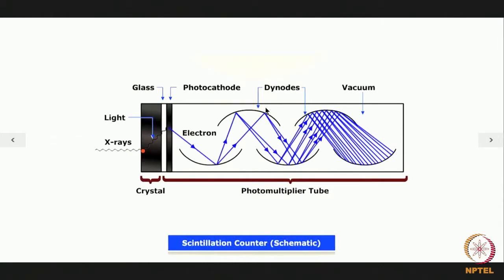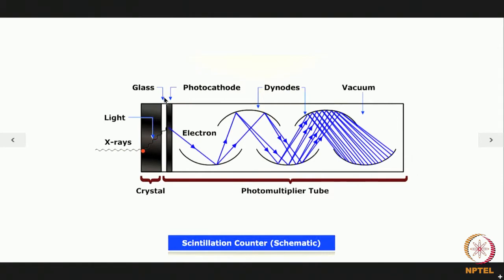The other type of counter which is used is known as a scintillation counter. So, what happens in a scintillation counter? As you can see here, there is a crystal of sodium iodide, activated with a little bit of thallium. When an X-ray quantum enters this crystal, it produces a blue light. This crystal is cemented to a photocathode and a photomultiplier tube.